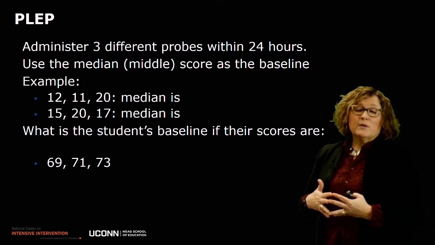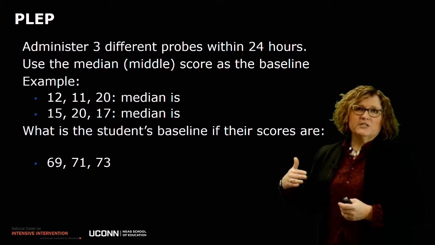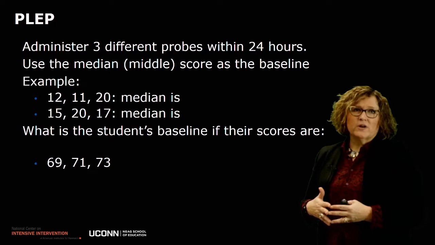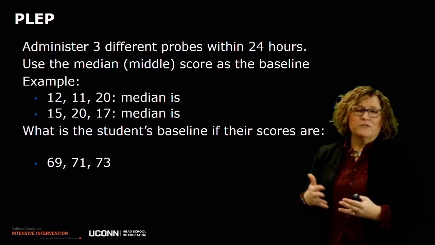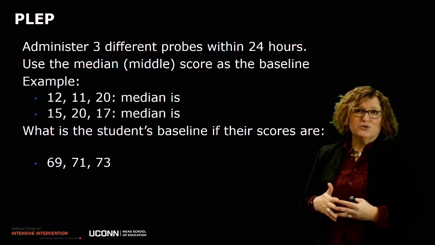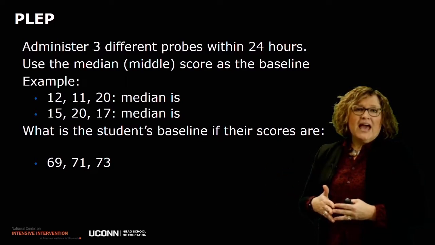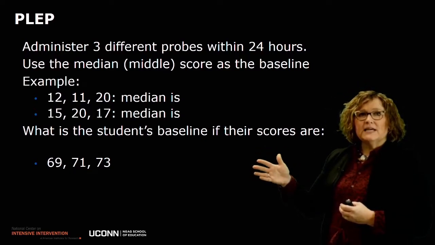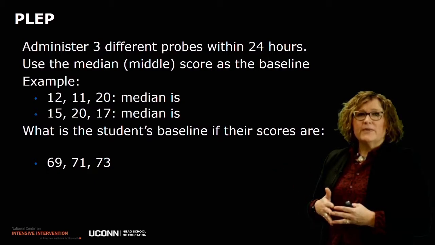So for present level of performance, you're going to administer 3 of those measures or 3 of those probes within 24 hours. Many of these measures you could just give 3 back to back, especially if they're 1-minute measures. You could just give 3 right in a row. And then you're going to score those and use the median or middle score as the baseline.